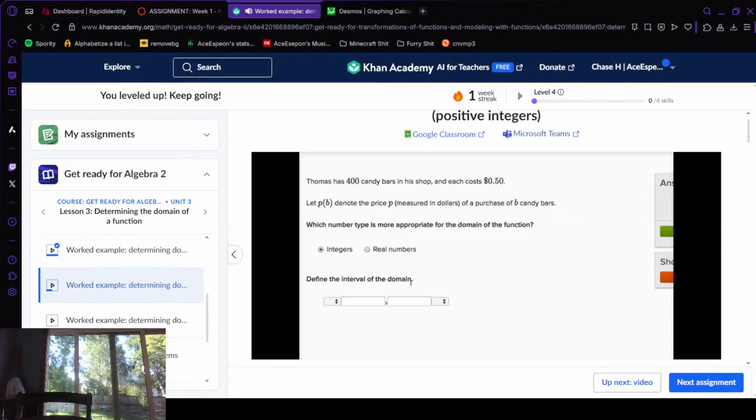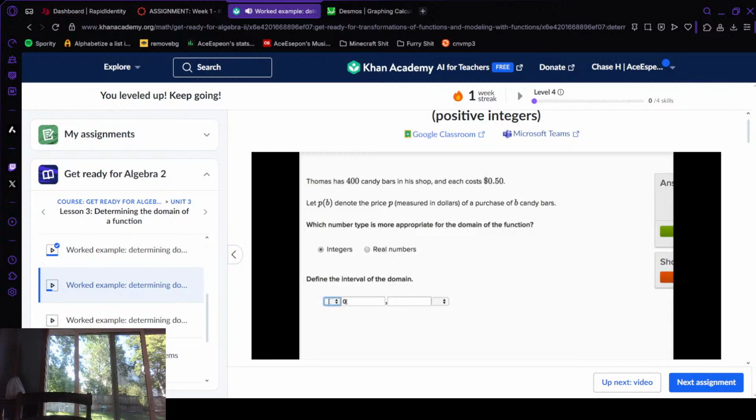Now they say define the interval of the domain. The fewest candy bars I could buy is 0 candy bars. I have to decide, do I put a bracket or a parenthesis? I could actually buy 0 candy bars, so I'm going to put a bracket. If I put a parenthesis, that means I could have values above 0, but not including 0. But I want to include 0, so I'm going to put the bracket there.